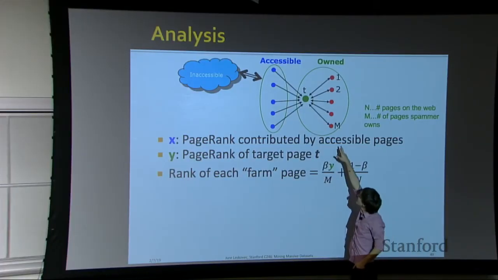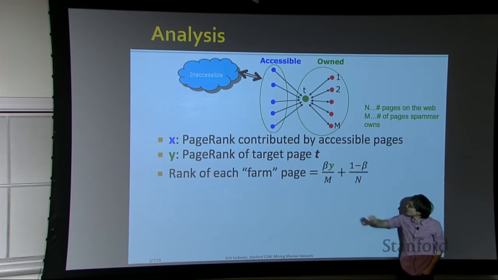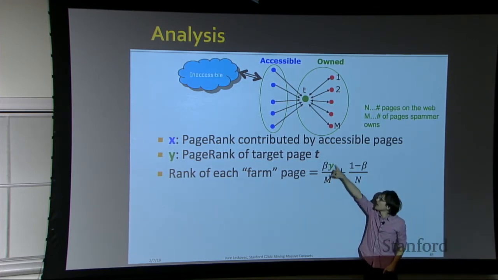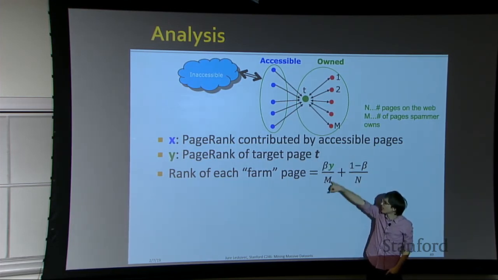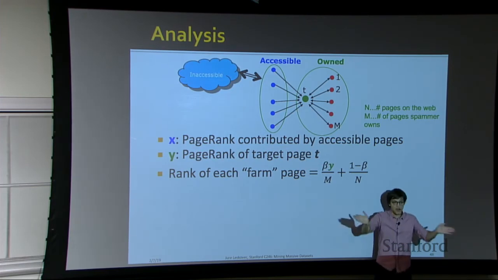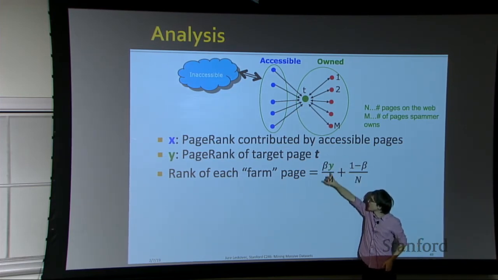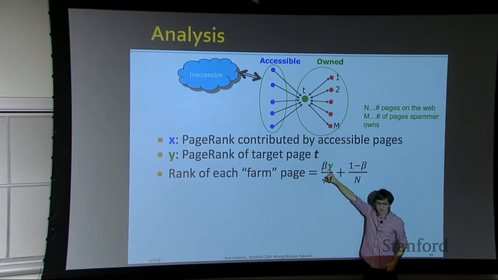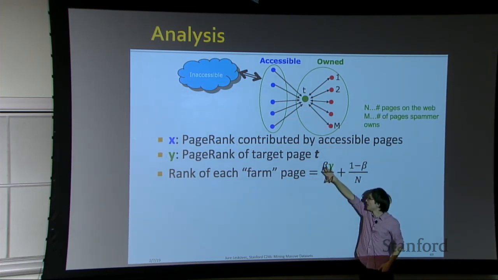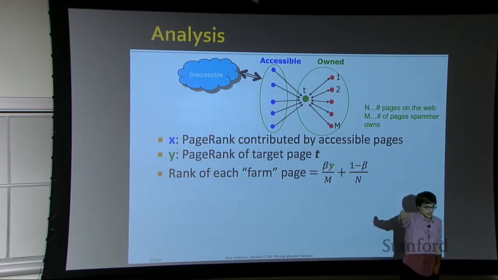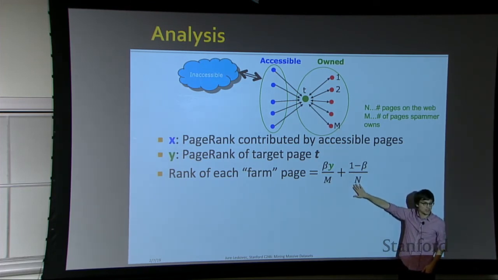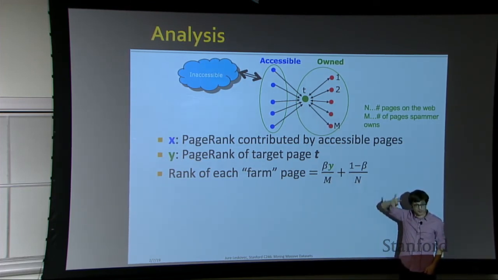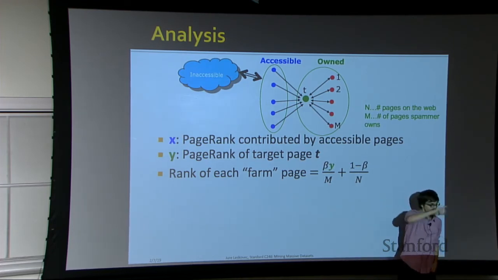So now, what is the PageRank score of a red node? It is the PageRank score of my target node T multiplied by beta divided by the number of pages I own. Because Y has M outlinks, every red node gets 1 over M times whatever the PageRank score of Y is, times beta because of the random walker making a step. And this is now the contribution due to the random jump, 1 minus beta divided by the size of the web. Okay? Yes, great.